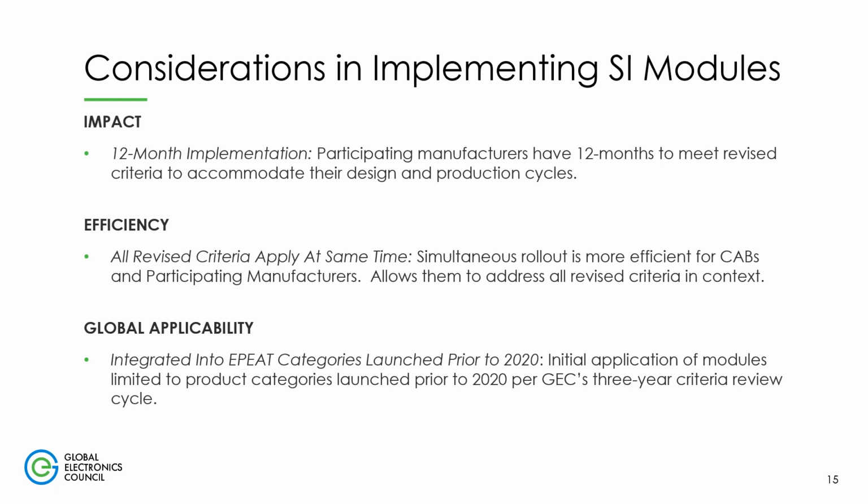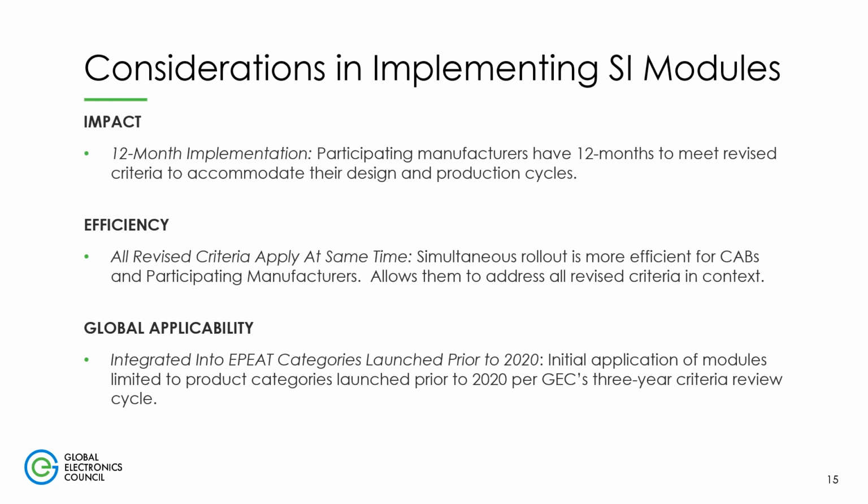We're also, in the implementation, going to apply all revised criteria, all the sustainability impact criteria, at the same time. We've heard that a simultaneous rollout is considered more efficient for CABs and manufacturers than if we were to stagger the rollout of revised criteria. So simultaneous rollout of the 4 modules rather than swapping out criteria for climate change and then chemicals, et cetera. So simultaneous rollout.